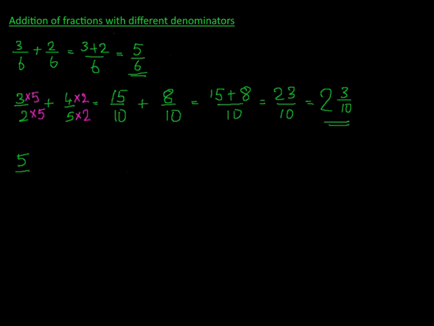Now let's check one more example, that is 5 over 6 plus 7 over 12. The denominator here is different, one is 6 and one is 12. Now let's start with the biggest one, that is 12. Now we can check whether 12 is divisible by 6, or 6 goes into 12. Yes, 12 is divisible by 6 two times. So here the common denominator is 12, which is the least common multiple of 6 and 12.